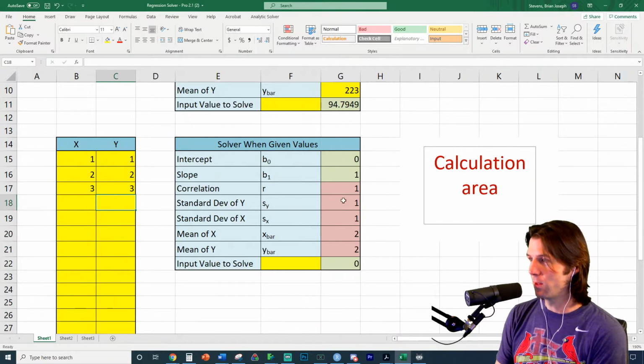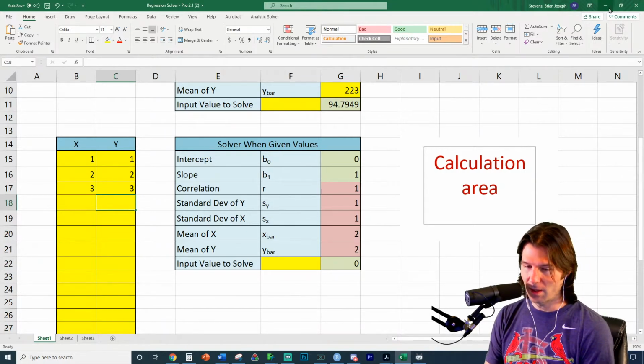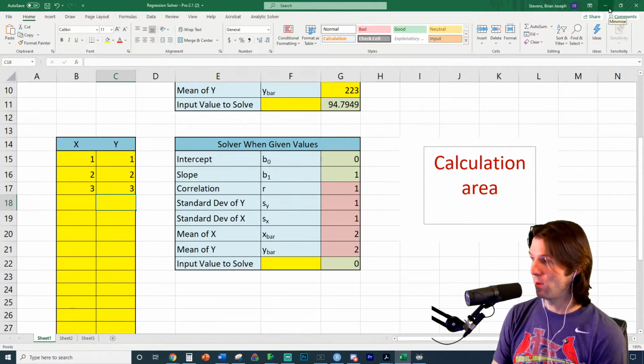You can see how it's doing the means and the standard deviations and the slope. And you can see it made the line. I should have made something that graphs it also. So I don't know, maybe I'll go back and make Regression Solver Pro 3.0.